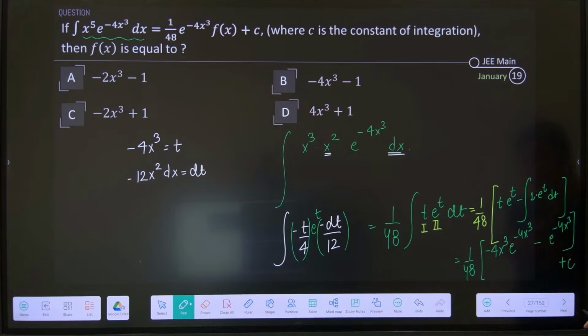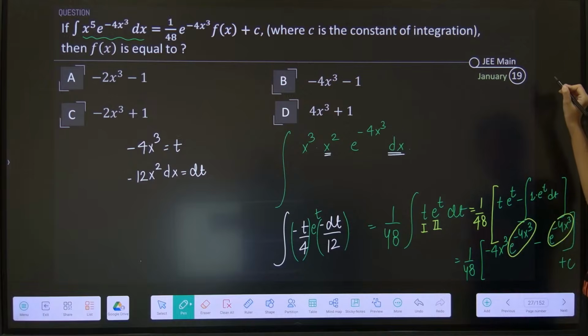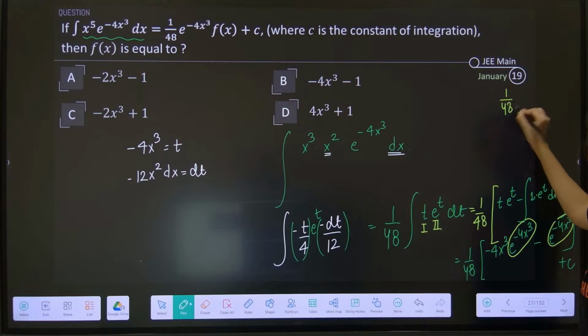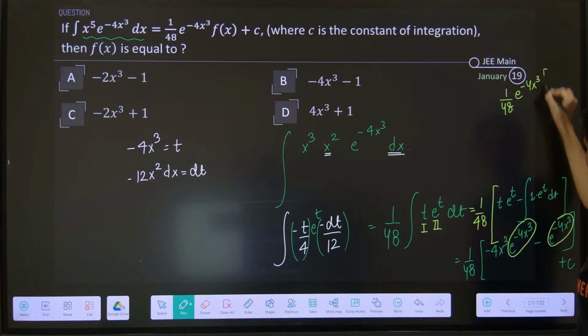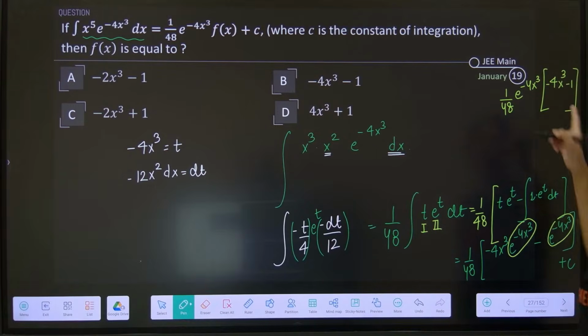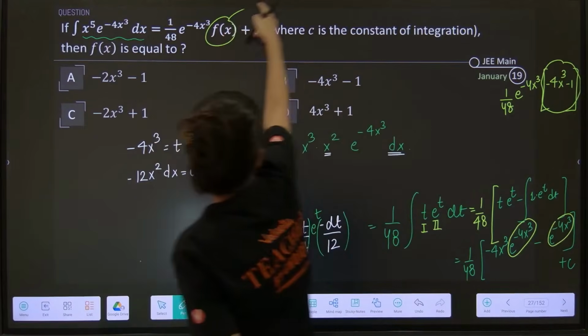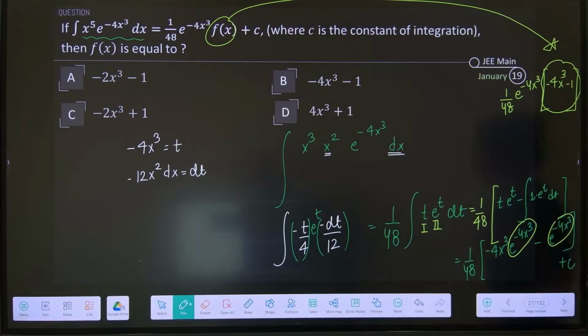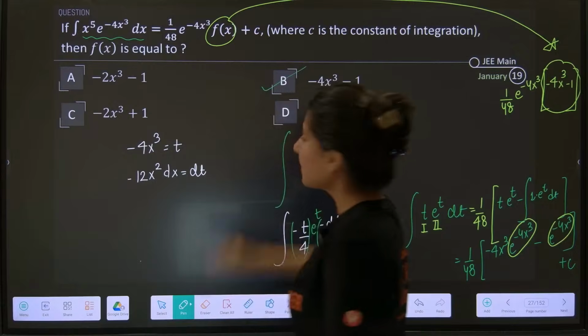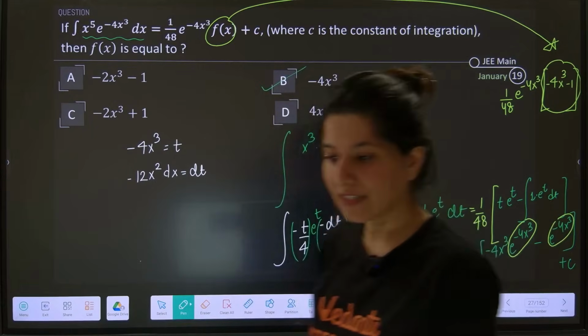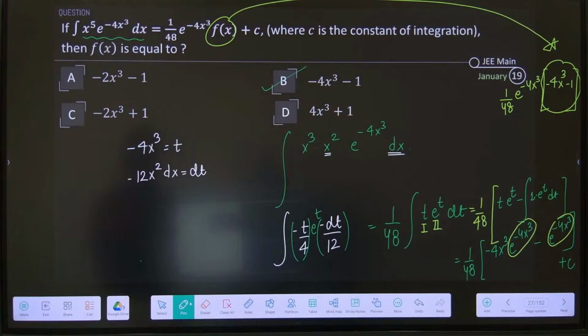So now if you can take common e power minus 4x cube, this and this, it is going to give you what? 1 by 48 e power minus 4x cube, inside the bracket we have minus 4x cube minus 1. So if you compare, f x is actually matching with this or not? So B option is absolutely correct. Not a very difficult question, is it? Is it difficult?